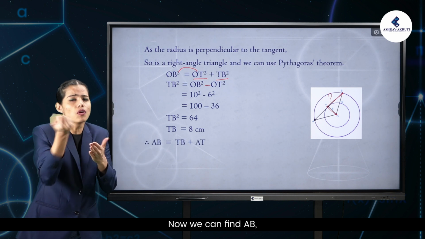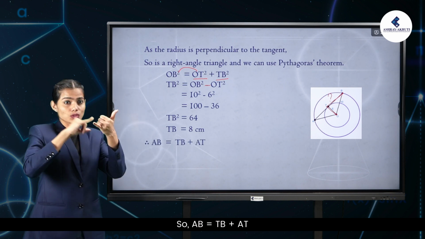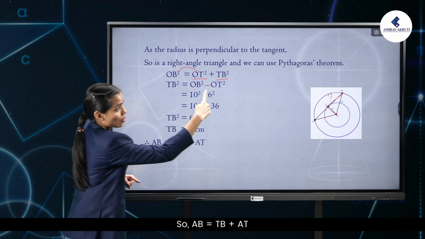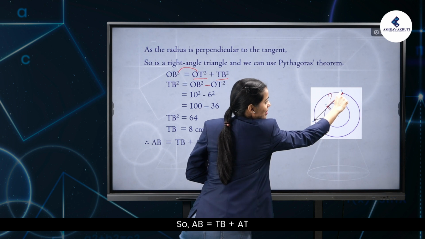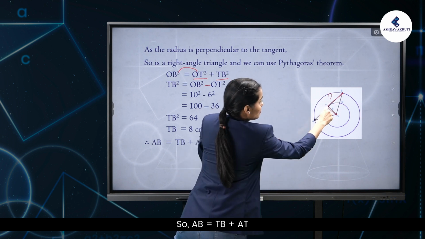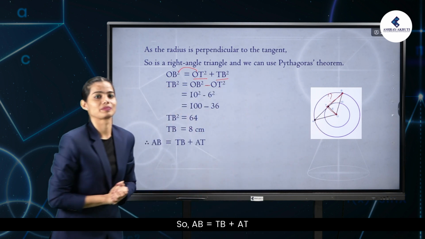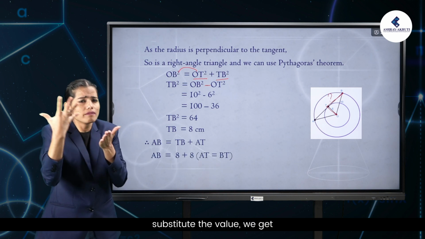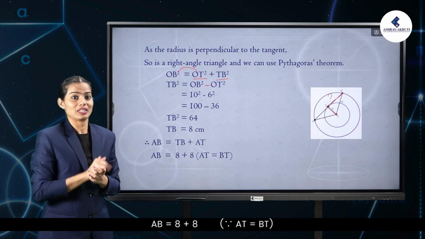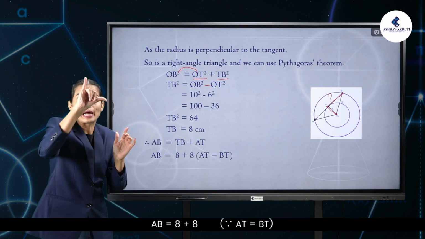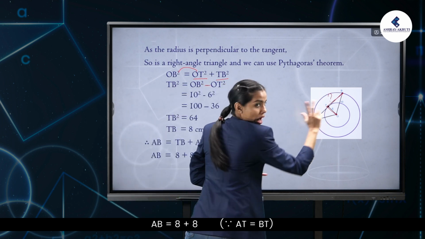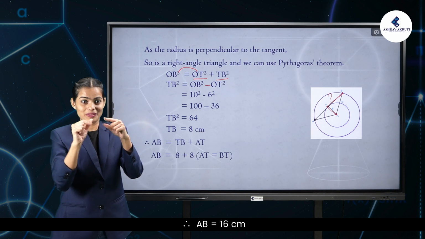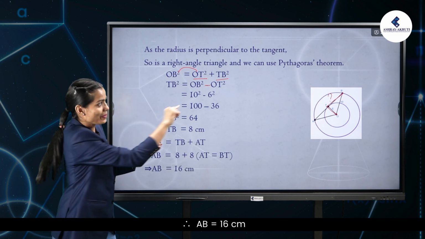Now, we can find AB. So, AB is equal to TB plus AT. Substitute the values, we get AB is equal to 8 plus 8, as AT is equal to BT. Therefore, AB is equal to 16 cm.